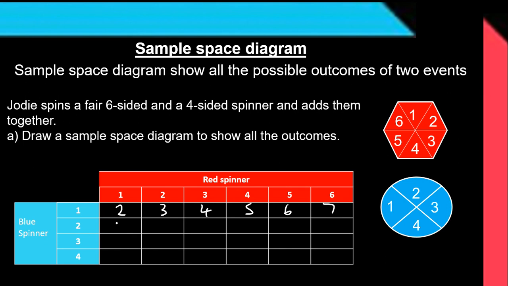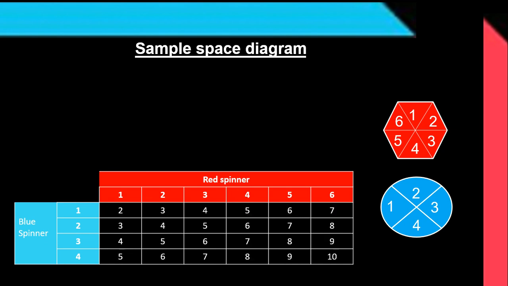So 2 add 1 is 3, 3 add 1 is 4, 4 add 1 is 5, and you can fill the whole diagram in. If we do that, we would be left with this sample space diagram. So then you can see that we can get 2s, we can get 6s, we have 8s, but let's ask some questions now using this sample space diagram.